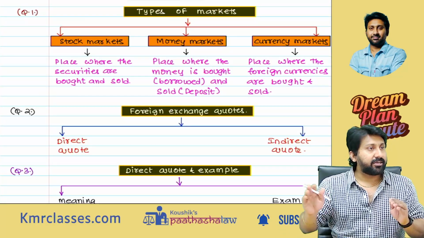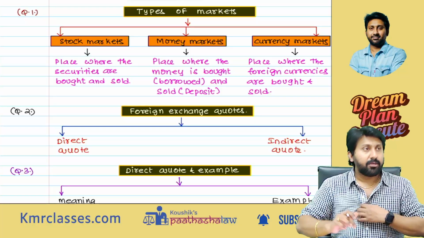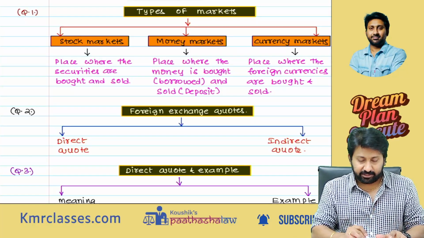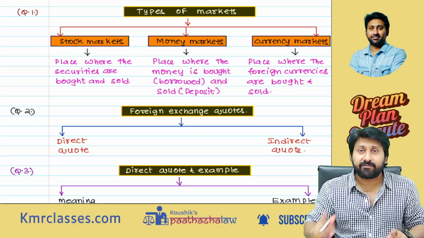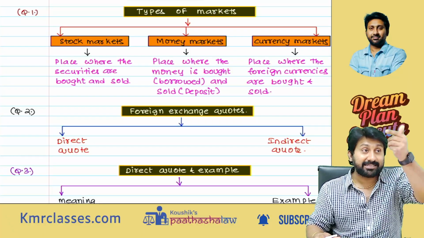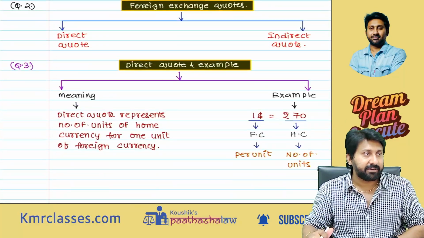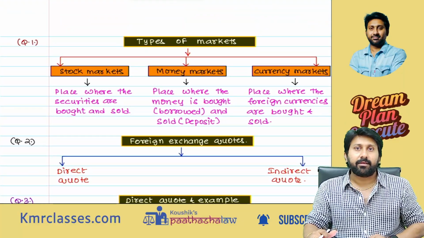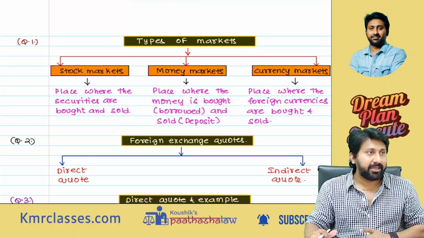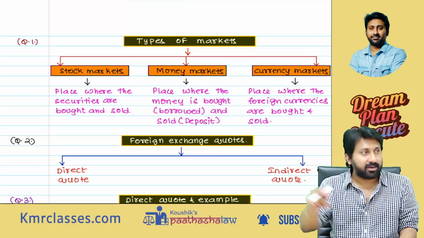Okay, so let us start with the Forex. What is this formula revision? Formula revision for Forex: direct quote is the number of units of home currency for every 1 unit of foreign currency. Home currency by foreign currency it will come. Indirect quote, foreign currency by home currency will come. Dollar by rupee means number of dollars per rupee. It's an indirect quote. Rupee by dollar, number of rupees per dollar, that will become direct.